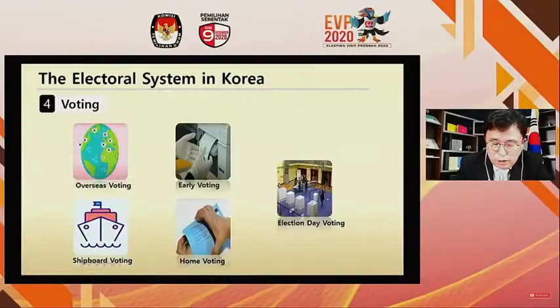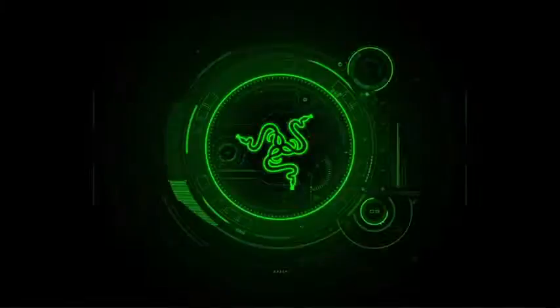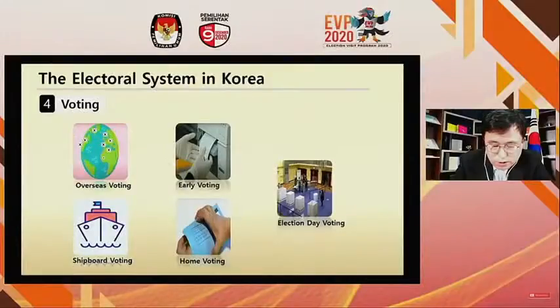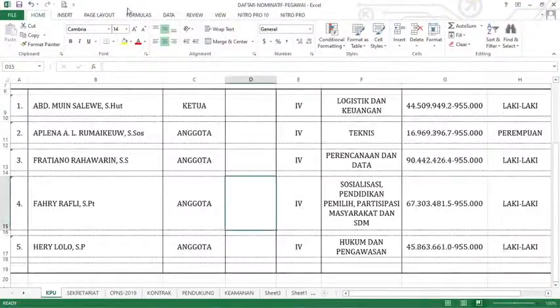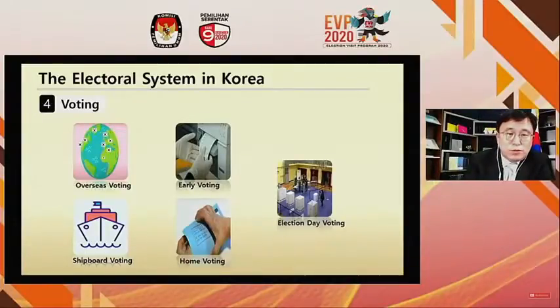People in Korea can cast their ballots in these 5 ways: overseas voting, ship voting, early voting, home voting, and election day voting. Those who cannot move freely because of disability, serious illness, or living in military barracks can do home voting. Voters also can do early voting, where they may cast their ballots at every place around the country for 2 days from 5 days prior to election day. Next, please.